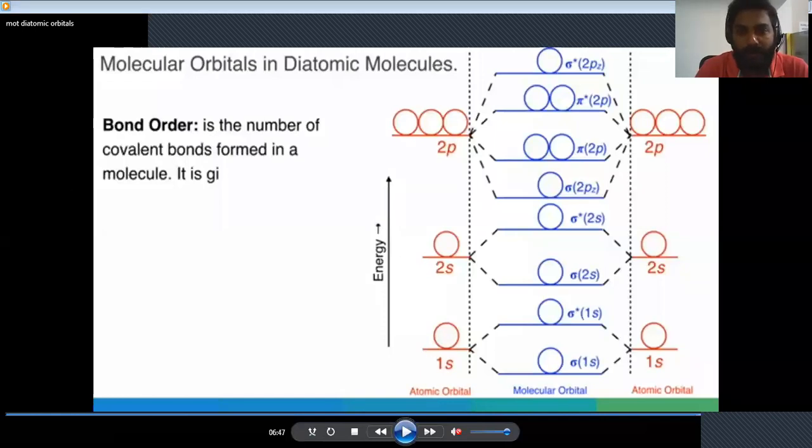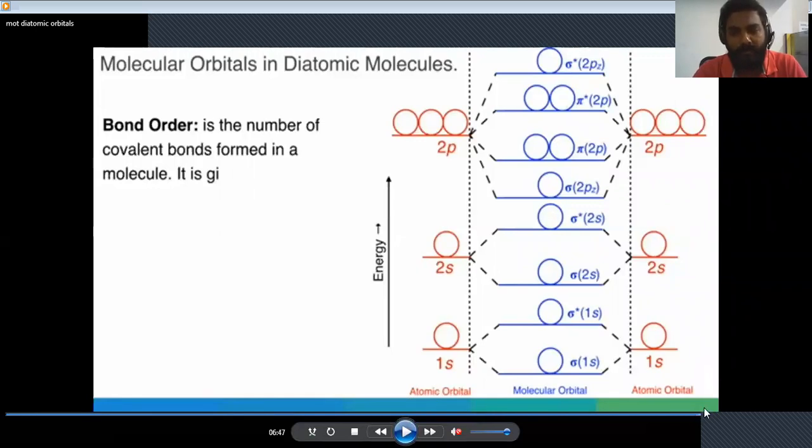Okay, this is the bond order. What is the bond order? Number of electrons in bonding orbitals minus number of electrons in anti-bonding orbitals, divided by 2. That is the bond order. That is how we calculate the bond order, right?